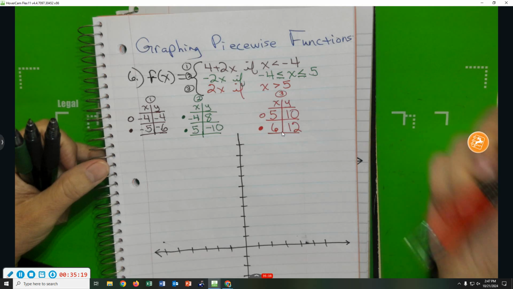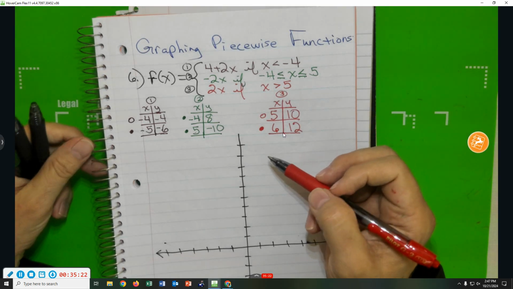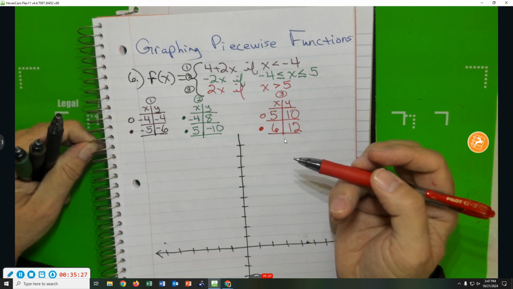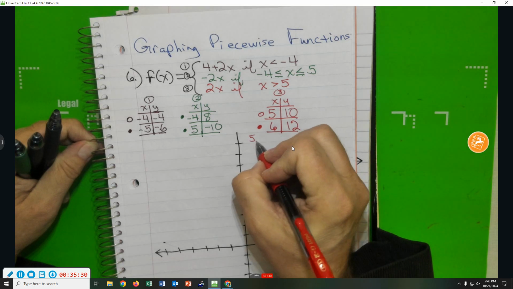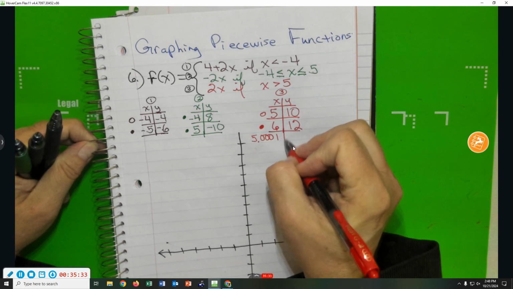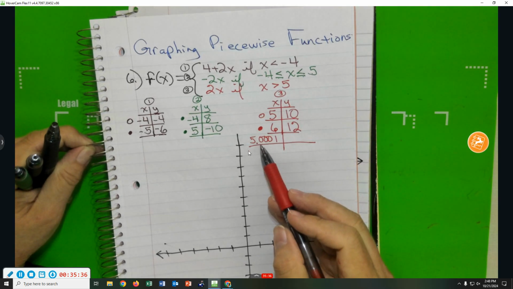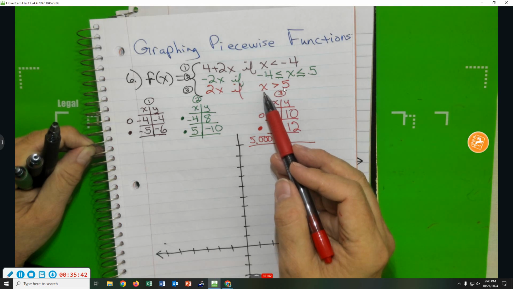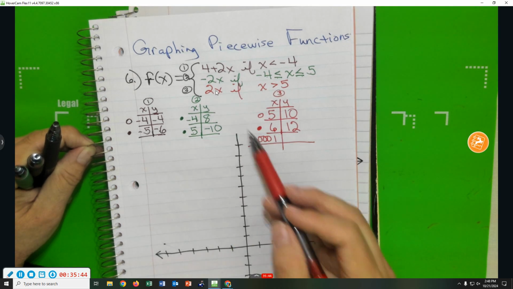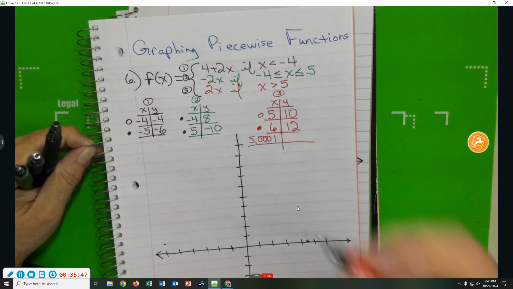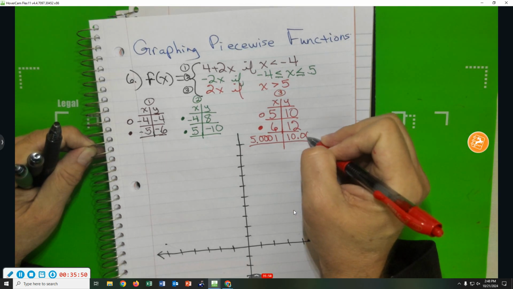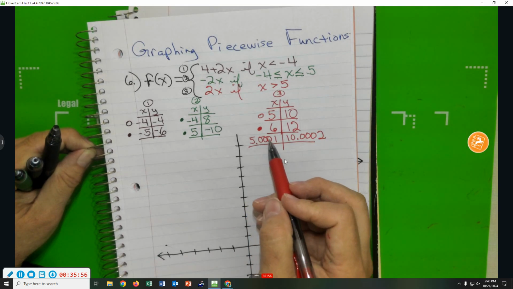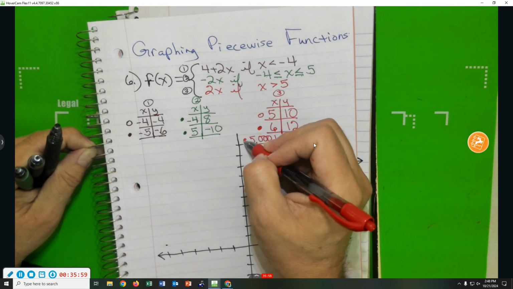Think about that. You could say, okay, 5.1 or 5.01 or 5.001, 5.0001. You can just keep on sticking on zeros. Suppose we wanted to plug in 5.0001. Does that satisfy this condition? Yes. 2 times 5.0001 is 10.0002. And since that 5.0001 is bigger than 5, it has to be a closed dot.